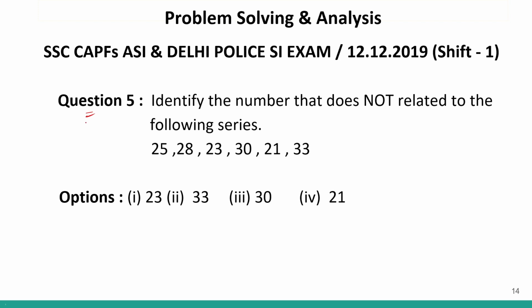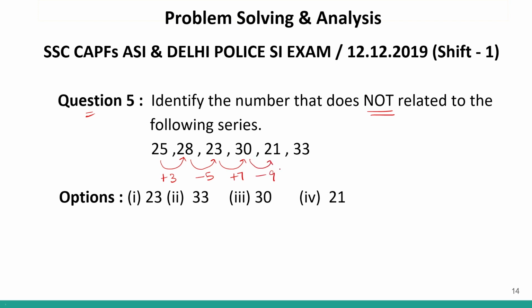Okay, question number 5, a question on number series. Now we have to find the word that is not related. So the word that does not follow the same pattern as the other words. So very clearly 25 to 28 is what? It is plus 3. 28 to 23 is minus 5. I can see a pattern. 23 to 30 will be plus 7. 30 to 21 will be minus 9.